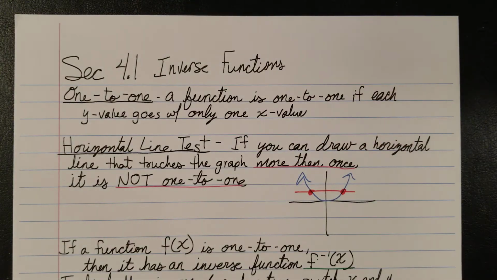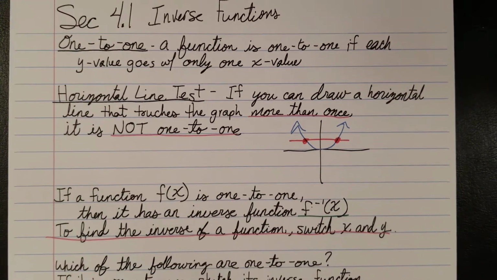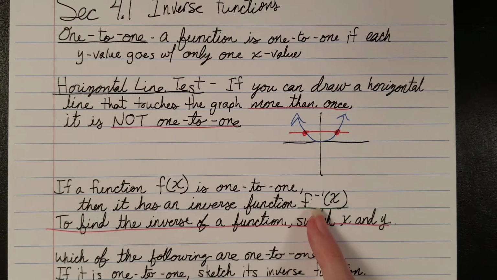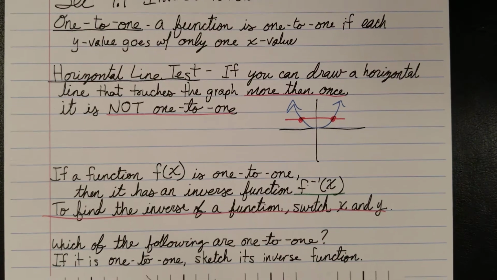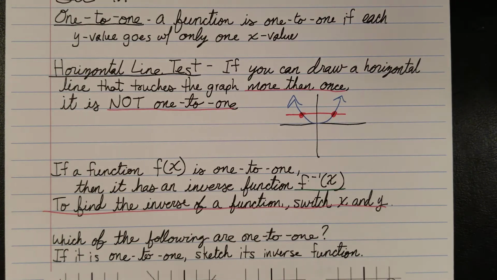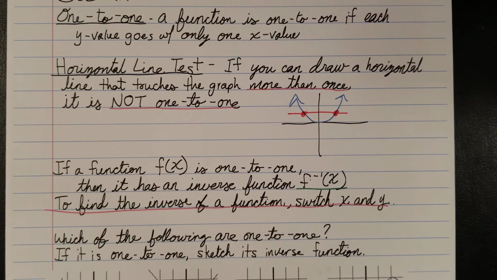All right, so if a function is one-to-one, then it has an inverse function. The notation for the inverse function looks like f to the power of -1 of x. That is the inverse function of f. If you want to find the inverse of a function, you switch the x and the y, or you switch the domain and the range.